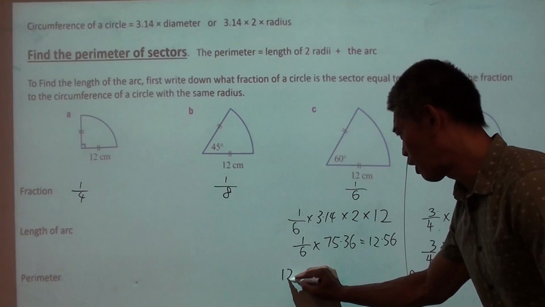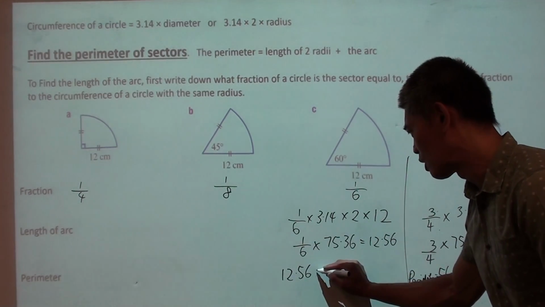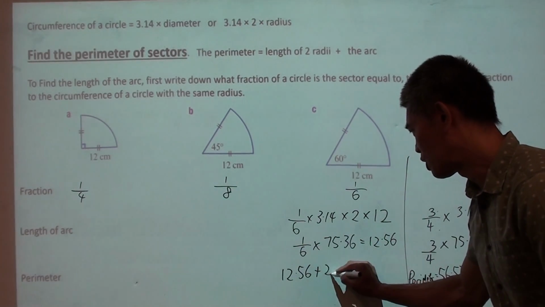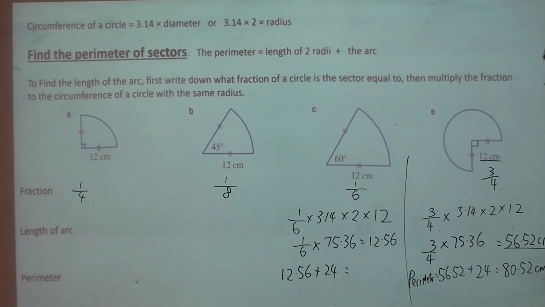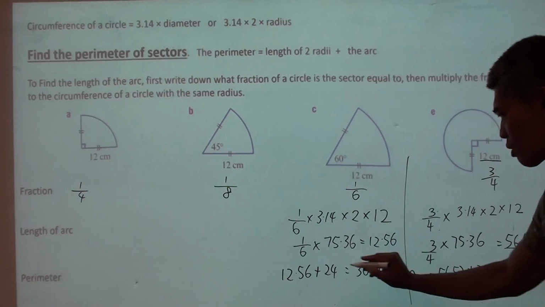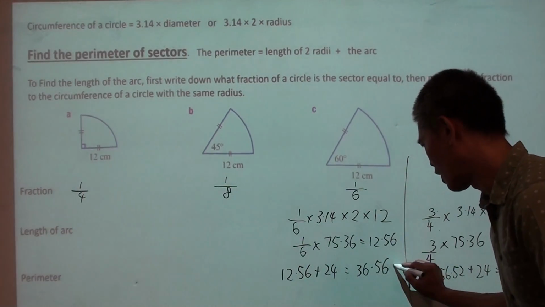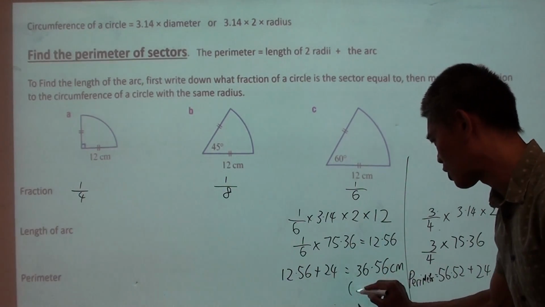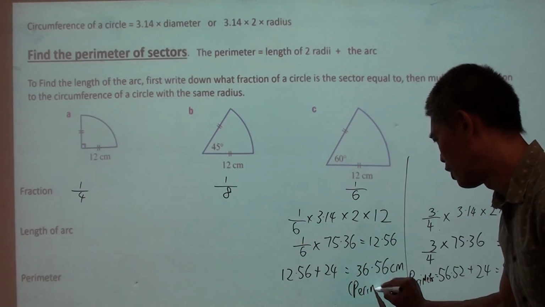Okay, so to find the perimeter, we have to add in the radii, or the two radiuses. So that's 12.56 plus 24. That gives us 36.56. So that's your final answer. 36.56. That's your perimeter.